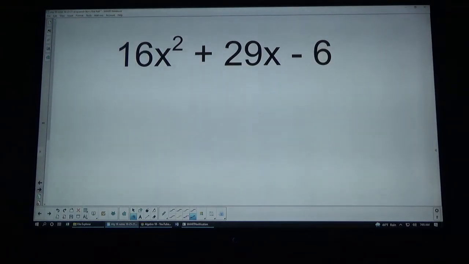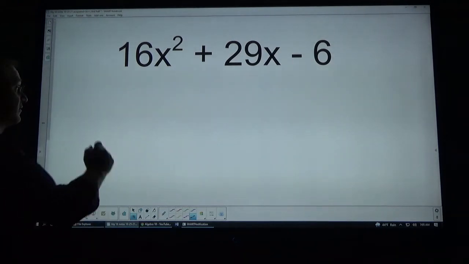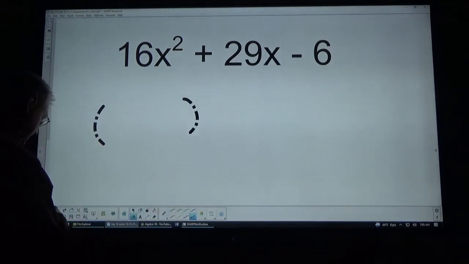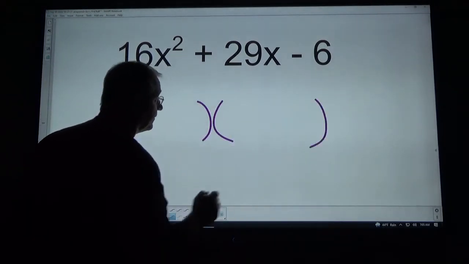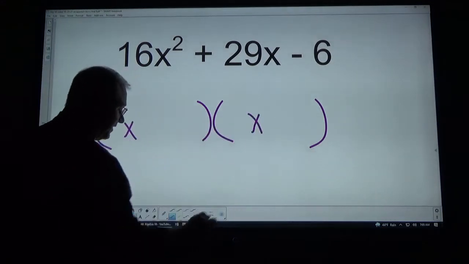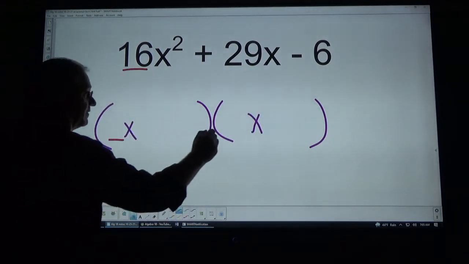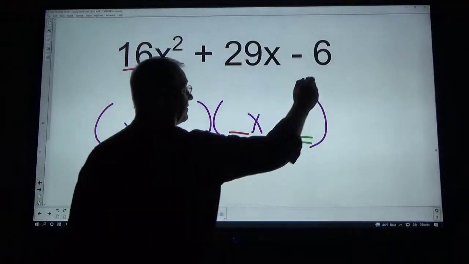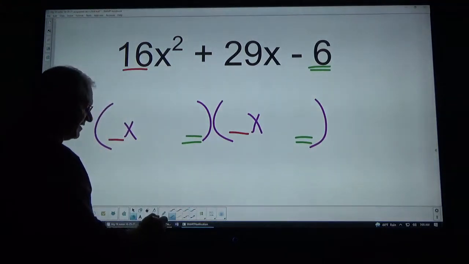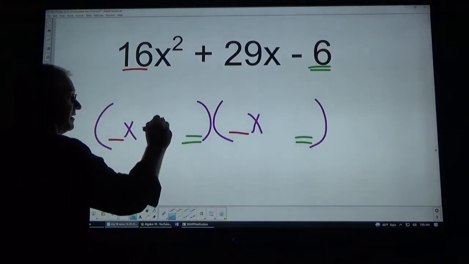Why don't you guys give this one a try, and then after you've tried it, unpause it. So pause it first, and then unpause it and see how it's done, and see if you get the right answer. Go ahead. All right, so 2 sets of parentheses. X at the beginning with a space. We're going to fill that with 16, and then we're going to put the end with 6. We need our signs of a plus and a minus.